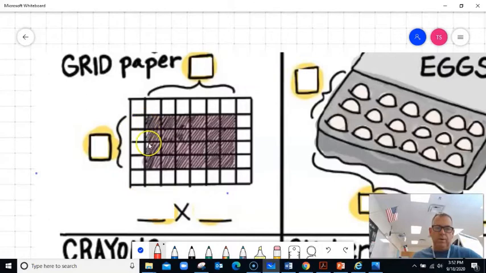We have 1, 2, 3, 4. There's 4 rows. And then there's 1, 2, 3, 4, 5, 6 in each row. So there's 4 rows with 6 in each row. So that's how we represent that problem right there.